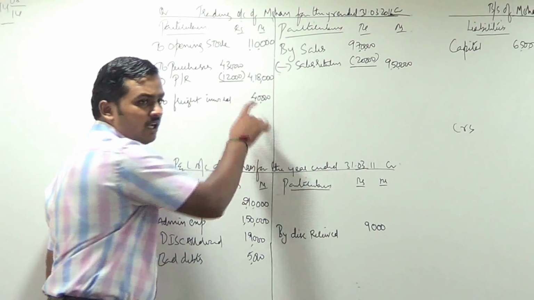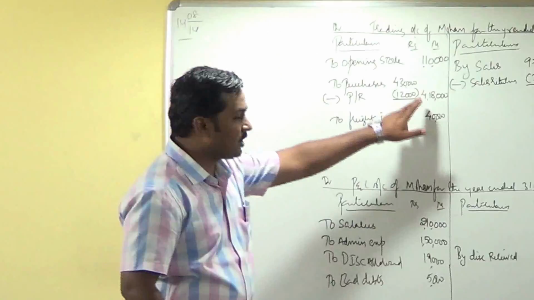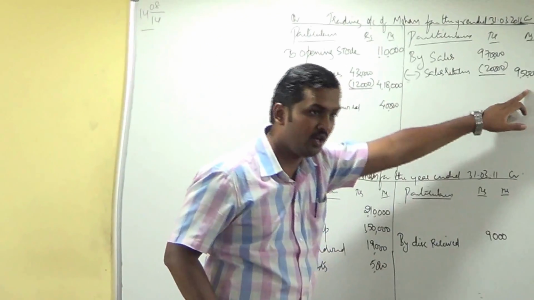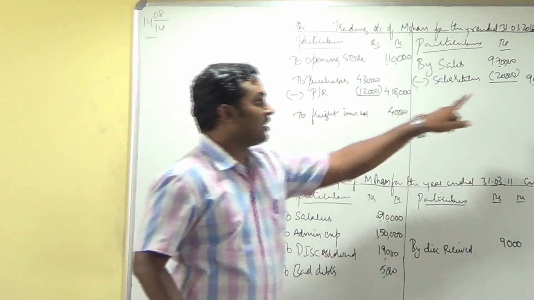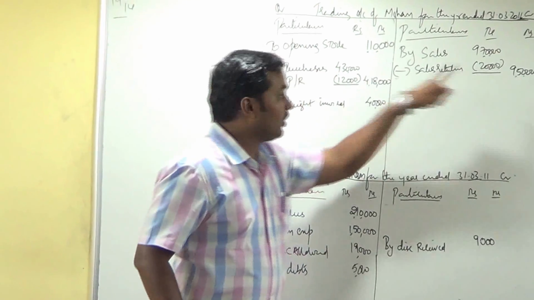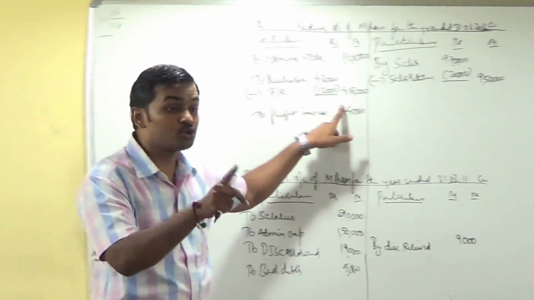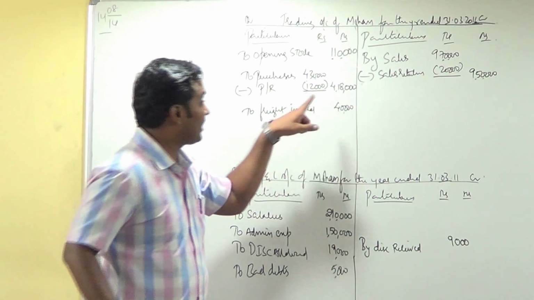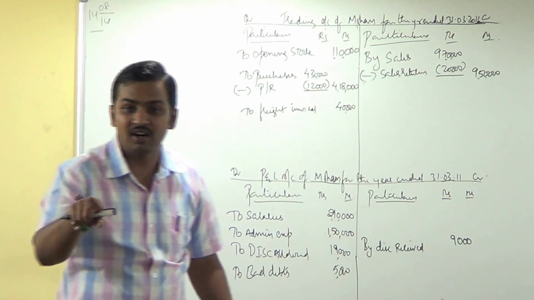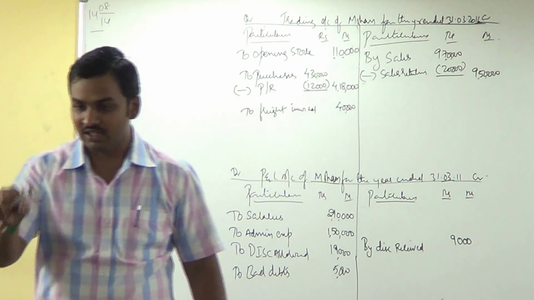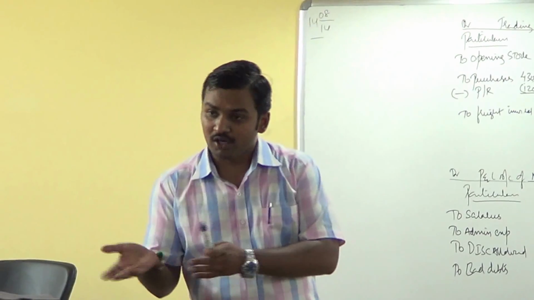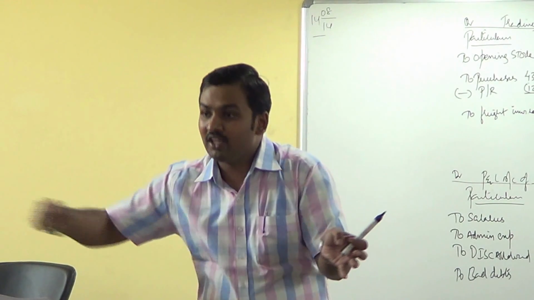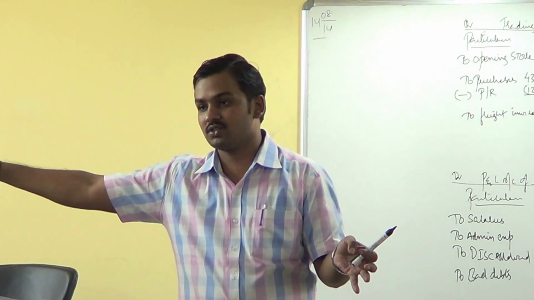What should be debited to trading account? I think I just now told you. Only the cost price of goods which have been sold should be debited. This is the sale price of goods sold. Here you should show the cost price of goods sold. You cannot show the cost price of goods unsold. But this includes both the cost price of goods sold and the cost price of goods unsold. So I have to remove the cost price of goods unsold.